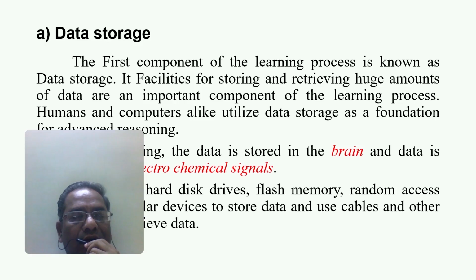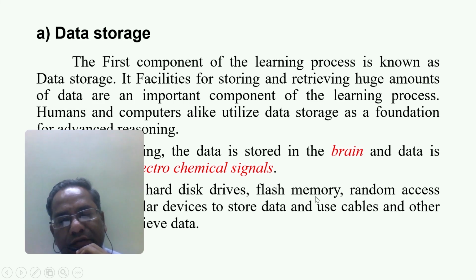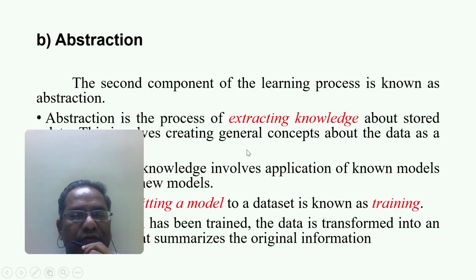In human beings, the data is stored in the brain, and the data is retrieved in the form of electrochemical signals. While in computers, it is stored in hard disk drives, flash memories, random access memories, and similar devices, which are capable of the technology by which we can retrieve it. And next is the second component, that is abstraction.